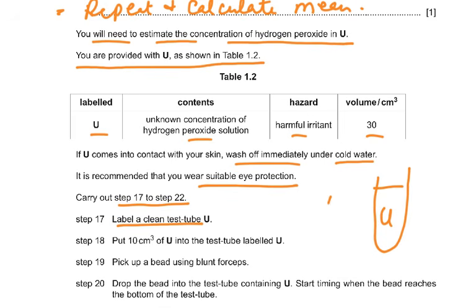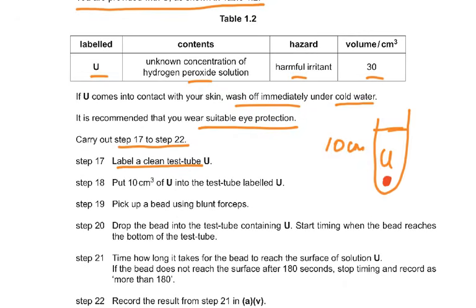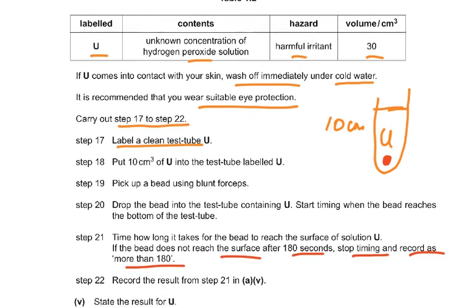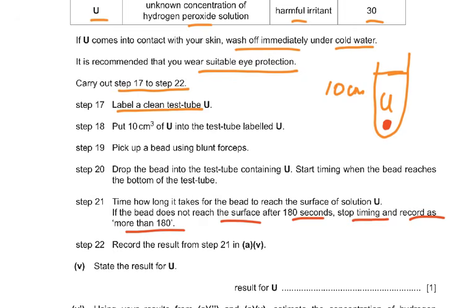Then you put 10 cm of U into the test tube. So the U that was given to you, you'll add 10 cm of that. Pick up a bead with a forceps and drop the bead into the test tube. Start timing when the bead reaches the bottom of the test tube, and then time how long it takes for the bead to reach the surface of solution U. If the bead does not reach the surface, then at 180 seconds stop timing and record as more than 180. Record the results from step 21 in A part 4.